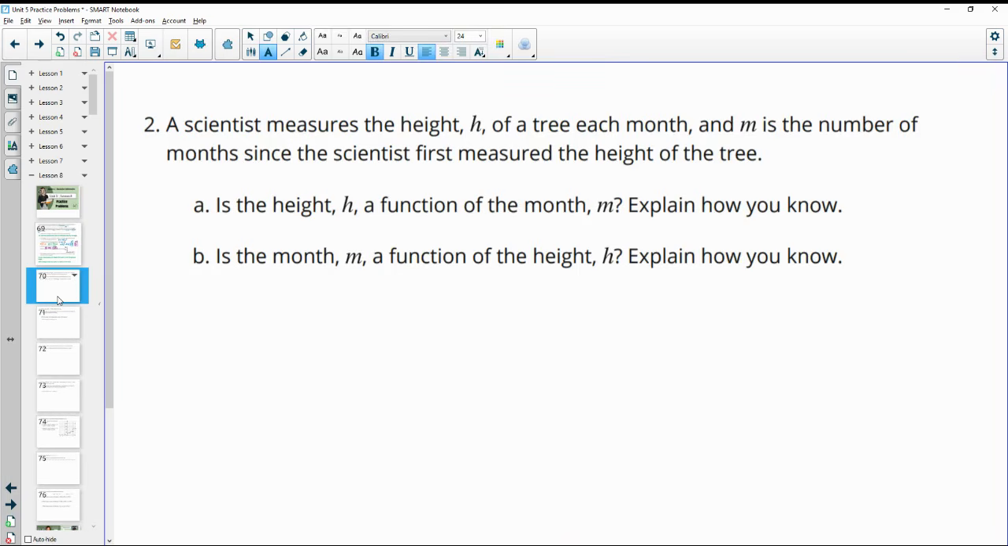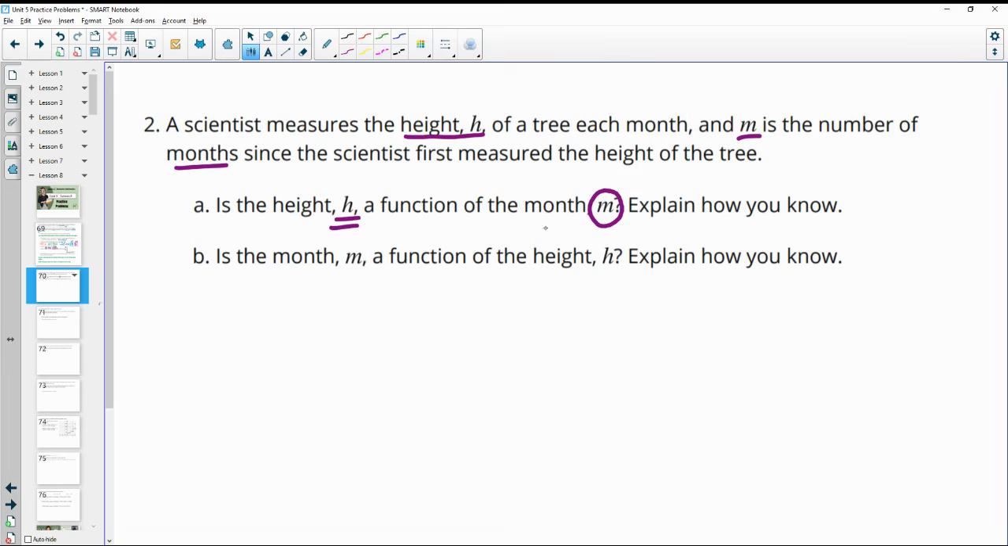Number 2, a scientist measures the height of a tree each month, and M is the number of months since the scientist first measured it. So we've got H for the height, and then M for the number of months since the scientist first measured the height of the tree. Is the height H a function of months? So meaning if we look at M as the input and H as the output, is this true?